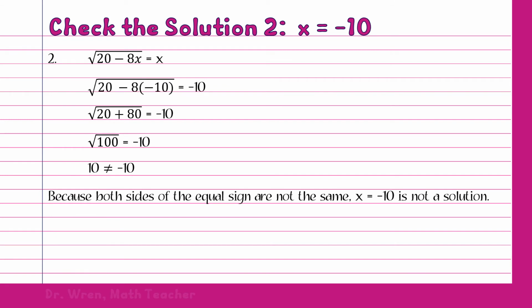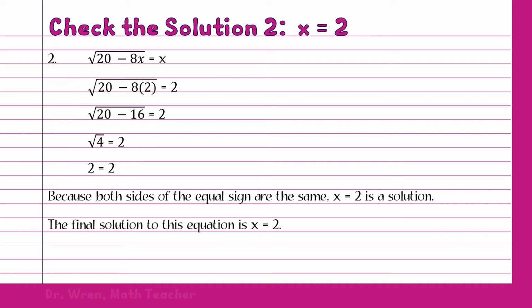Start with the original equation, the square root of 20 minus 8x equals x. Wherever you see x, put negative 10. The rest is just algebra until we arrive at 10 does not equal negative 10. Because both sides of the equal sign are not the same, x equals negative 10 is not a solution.